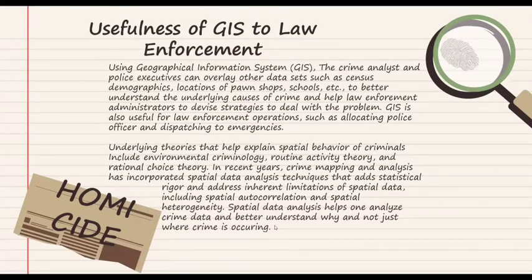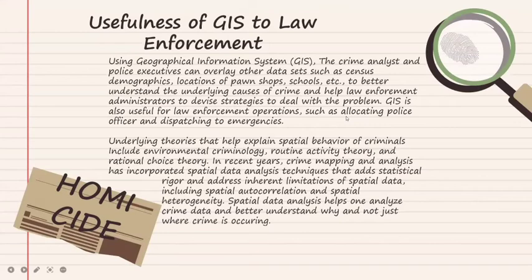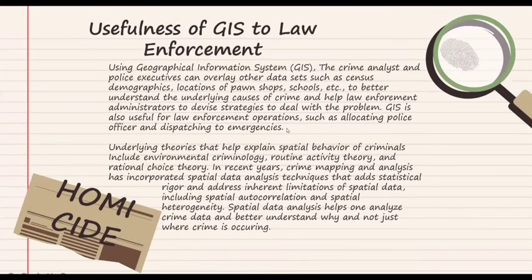Since GIS can use any information that includes location, the location can be expressed in many different ways, such as latitude, longitude, address, or ZIP code, that help crime analysts and police executives to render a crime.